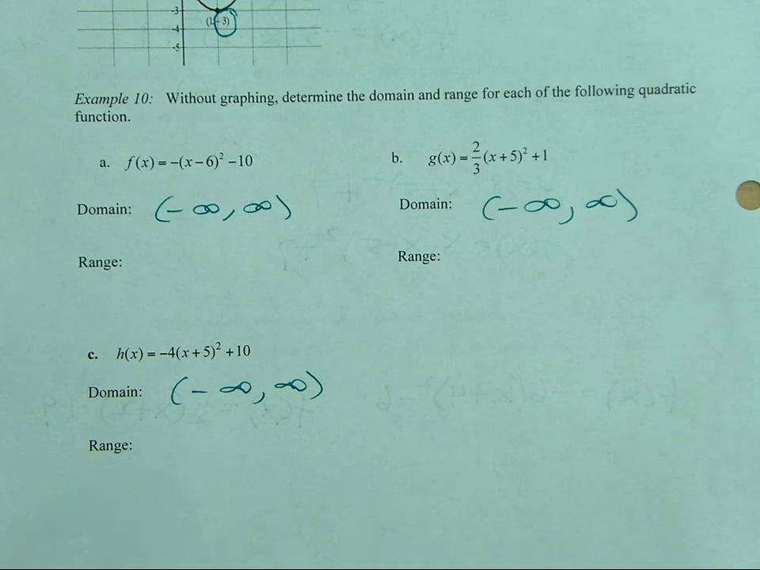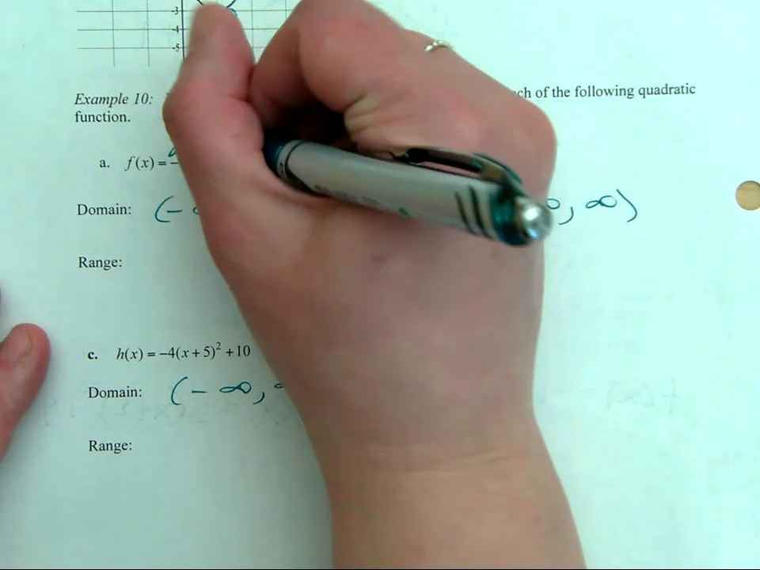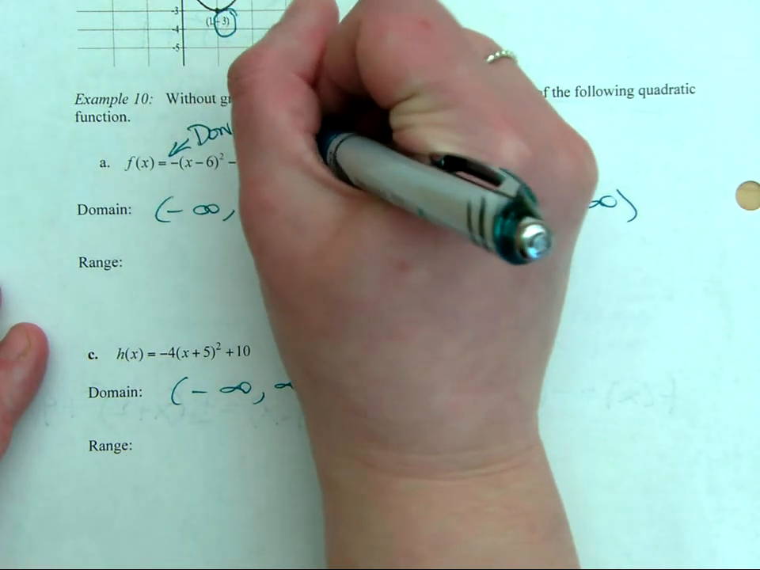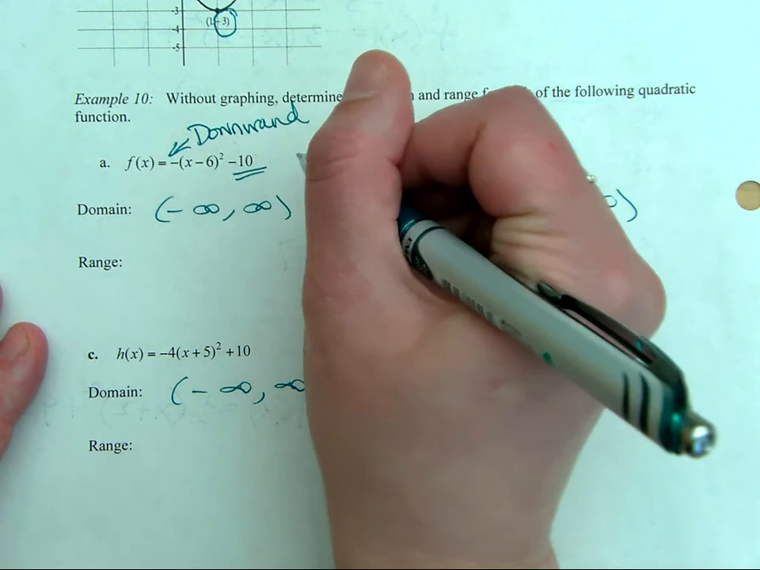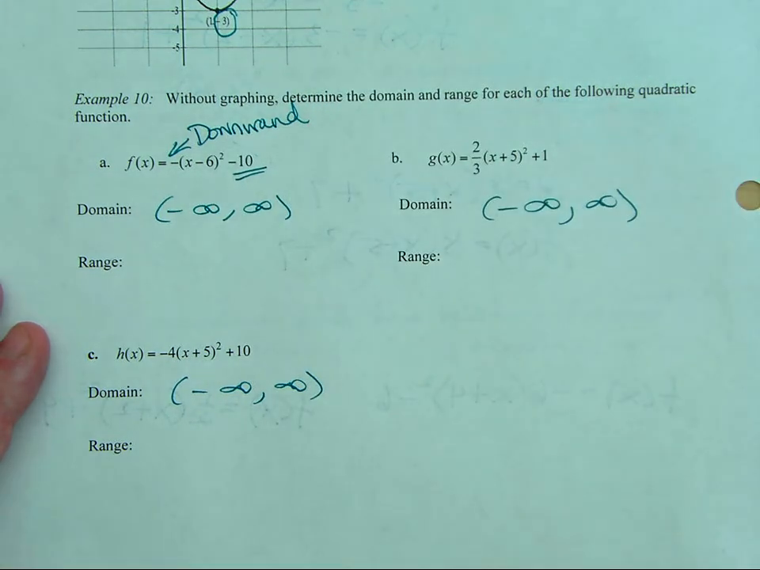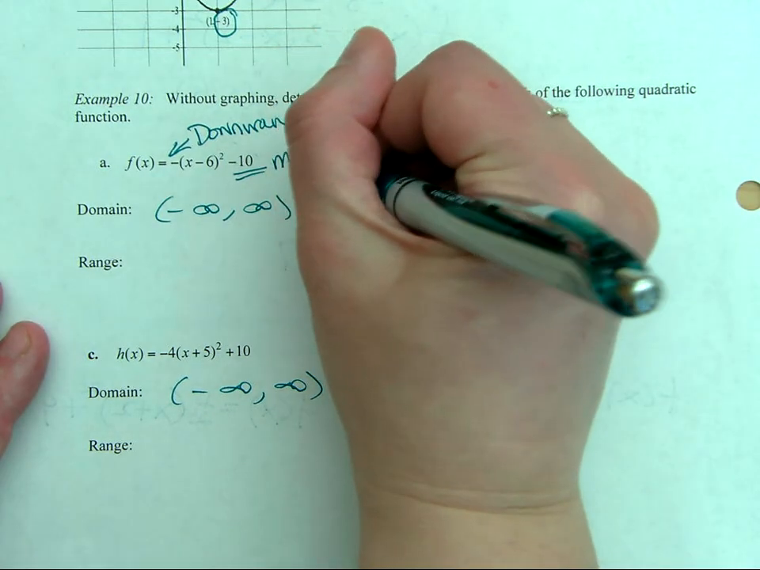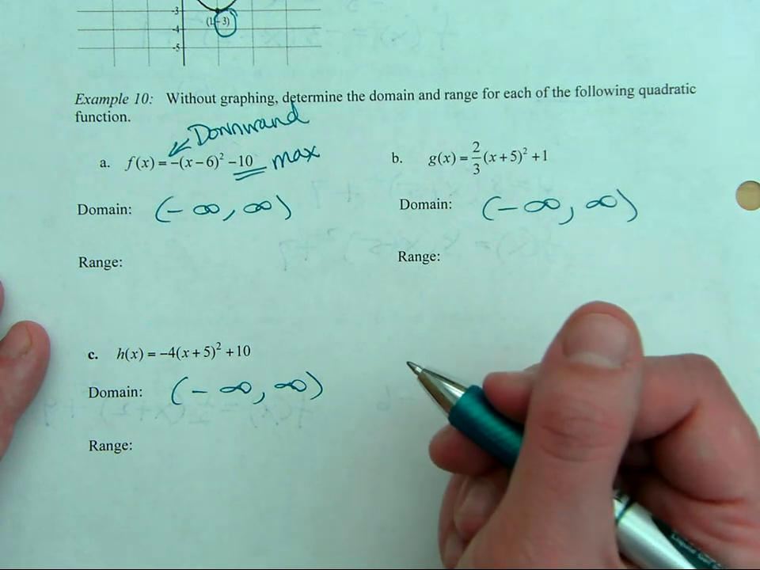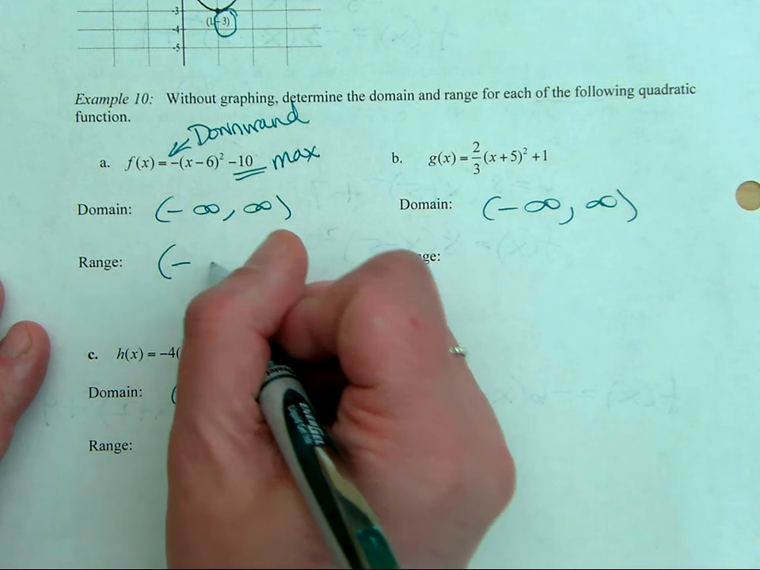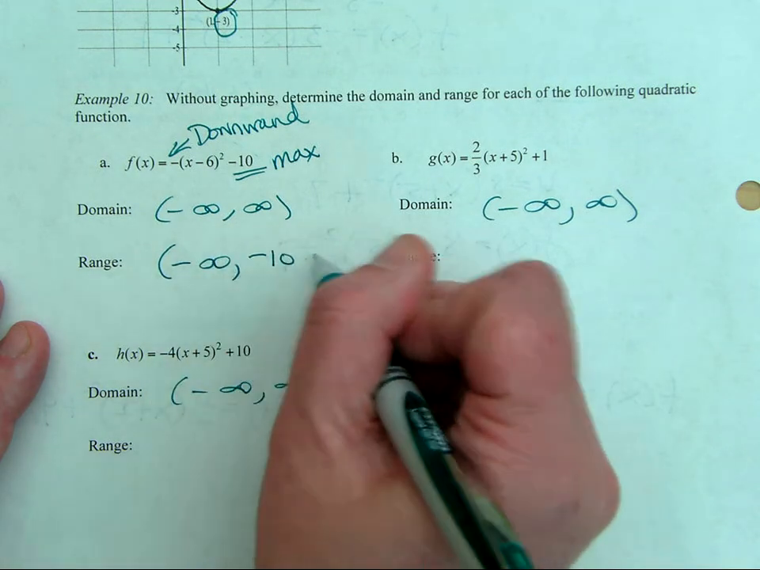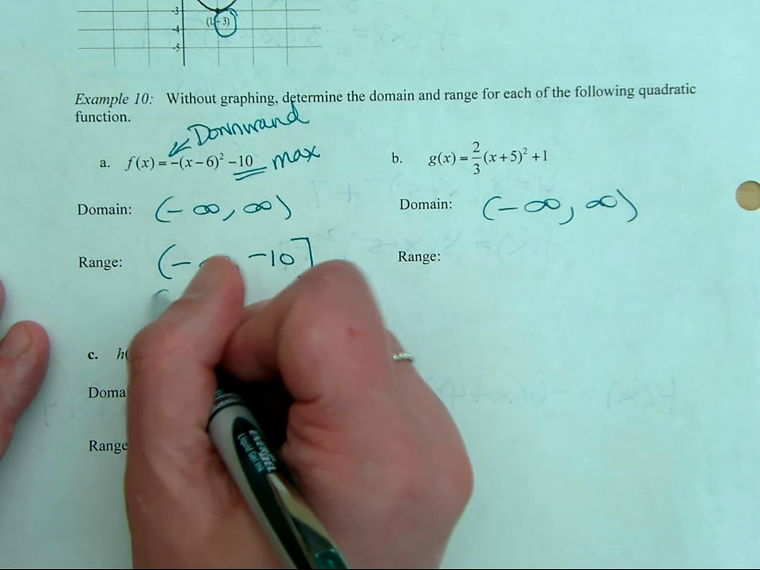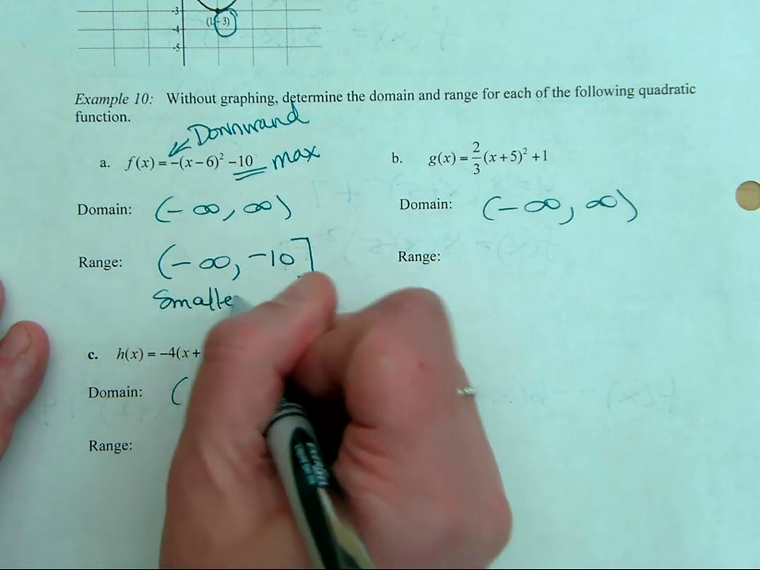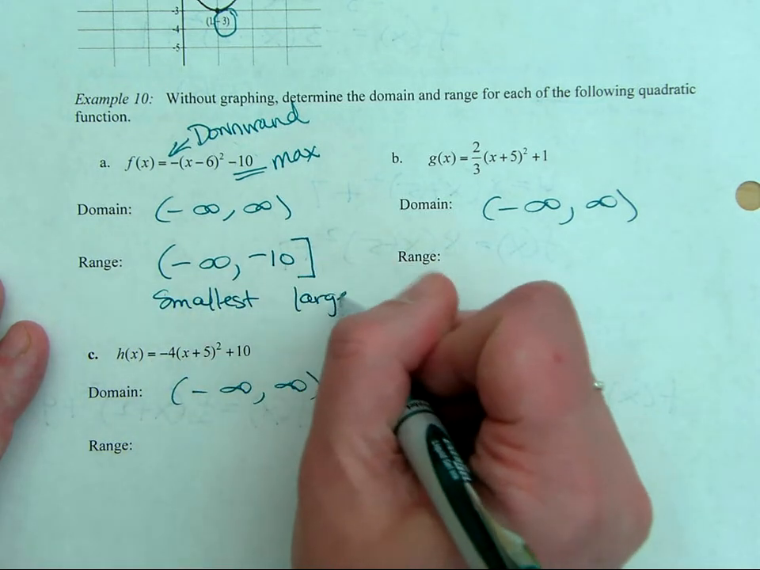The y value. So this negative out front says it's opening downward. And that means that this y value is a maximum point or a minimum point? If the parabola is opening downward, this one is the maximum. So who can tell me the range then? It's going to be from, yes, this is the smallest part, and this is the largest.